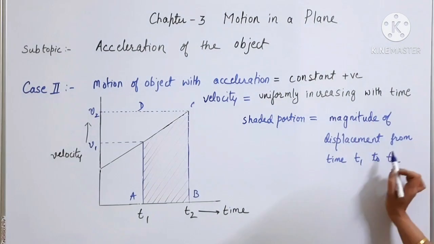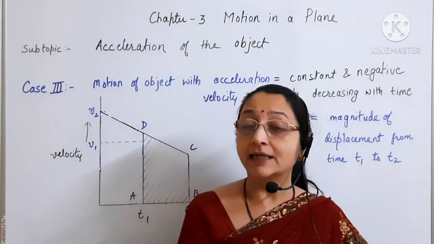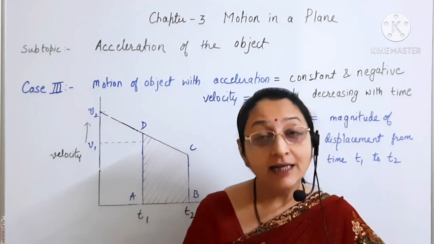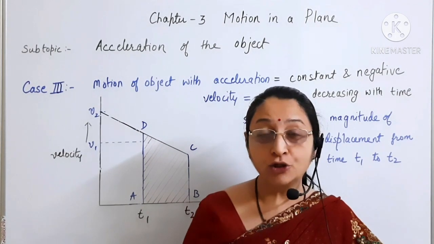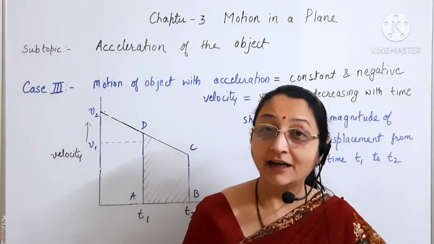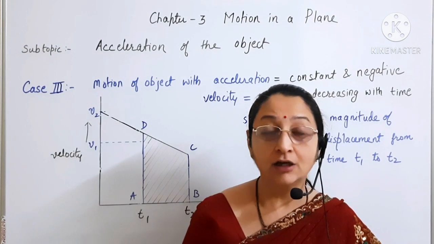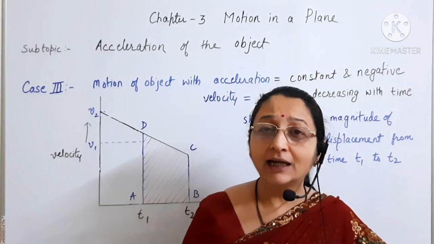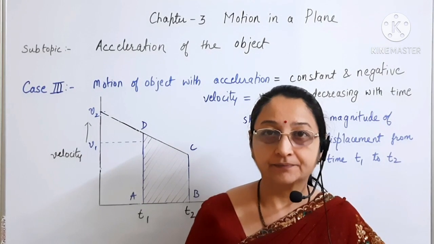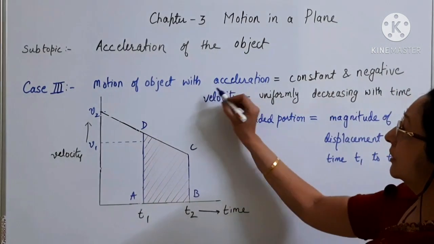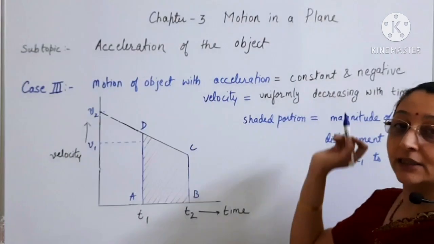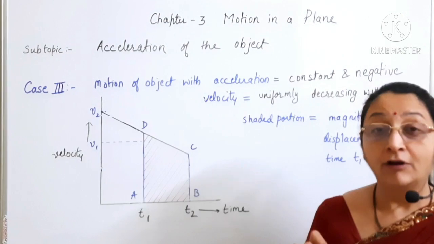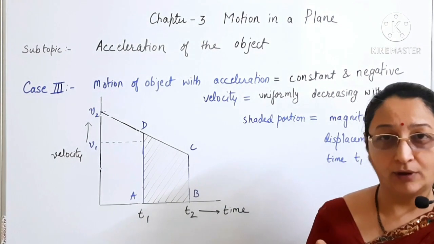सो मॅग्निट्यूड ऑफ द डिस्प्लेसमेंट फ्रॉम टाइम t1 टू t2. The next case is the motion of the particle where there is acceleration, but the acceleration is negative. That is, it is deceleration. म्हणजे जेव्हा आपण गाडीचा ब्रेक दाबतो, त्यावेळेला आपण गाडीला डिॲक्सिलरेट करतो. Similarly, here the motion of the object with acceleration which is constant. आपण acceleration अप्लाय करतोय, पण निगेटिव्ह डायरेक्शन मध्ये. व्हेलॉसिटी कमी होण्यासाठी ॲक्सिलरेशन अप्लाय करतो आहे.